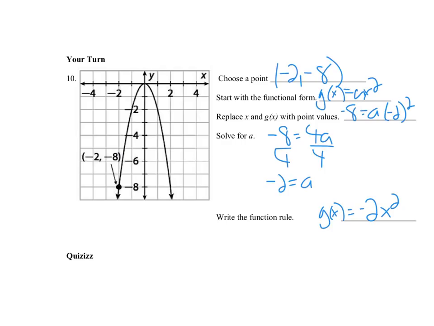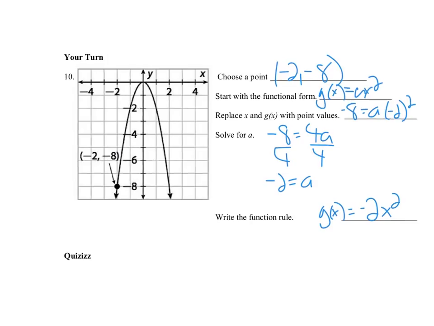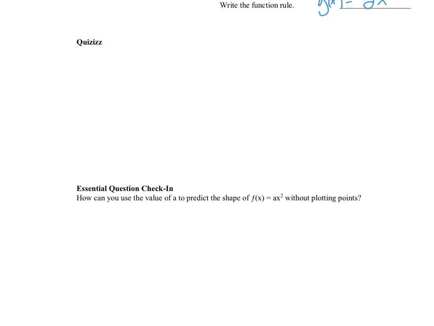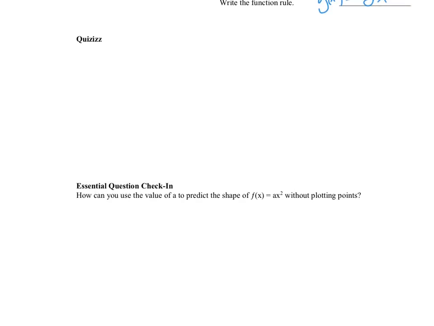All right, so you have a quiz that you need to complete. There's some room here to use scratch paper if needed. Go and complete that. Do not forget to turn that in as well. And then your essential question is, how can you use the value of a to predict the shape of f of x equals ax squared without plotting points? And then our assignment, I know I forgot to write it at the top there. It's going to be page 218, number 1 through 13, odd, and again, I'll have copies of that for you as well.